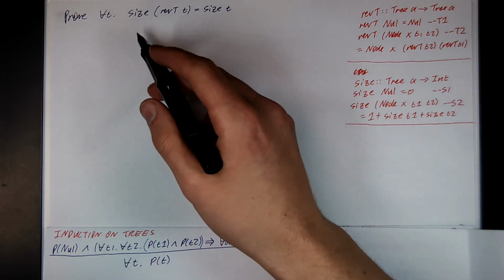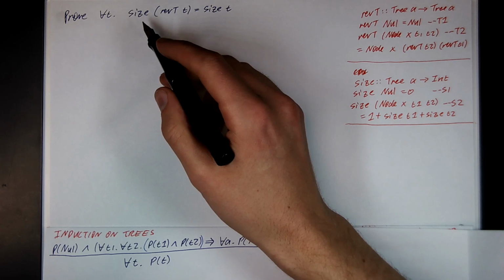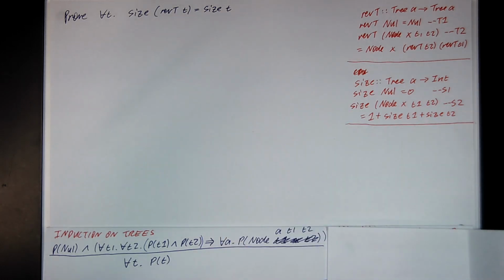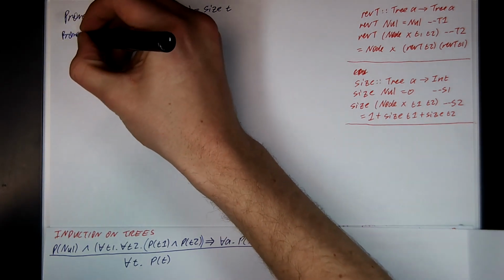We'd like to prove that for any tree t, if you reverse the tree and take the size of it, it's the same as taking the size of the original tree. So this is basically saying the size of a tree does not change if you reverse it. We'd like to prove that using induction on trees. Okay? So the first thing I have to do is prove the base case.